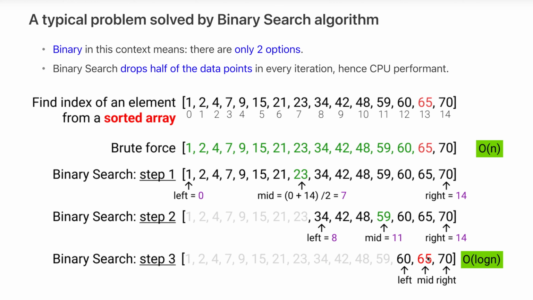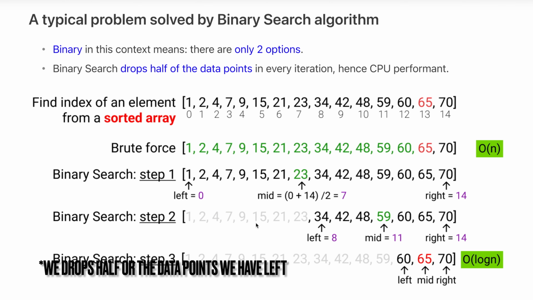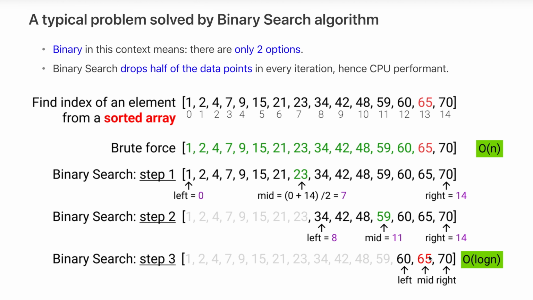And as we do the same iteration, we found the number that we're looking for, 65. And it always converges at the middle index. So we can return the middle index, which is 13. As you can see for binary search, in every iteration, we drop half of the data points. For the first one, we drop this half, and the second one, we drop this half. And just like that, we already found the number that we need.